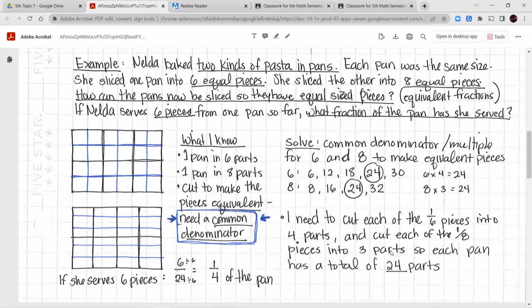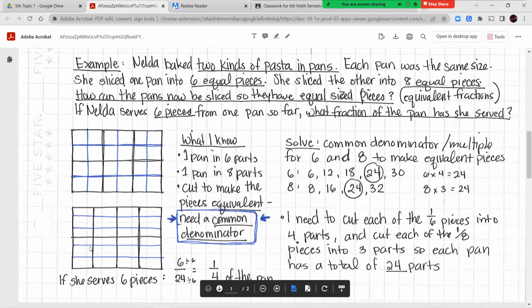Now here it says Nelda bakes 2 kinds of pasta in pans. Each pan is the same size. Okay, so we have the top pan and the bottom pan, same size pans. One of them she cuts into 6 equal pieces. So those are those black lines. So you have 1, 2, 3, 4, 5, 6 squares here. The other one she cuts into 8 equal pieces. So here we have 8 rectangles, 1, 2, 3, 4, and we're looking at the black outline, 5, 6, 7, 8. Cool.